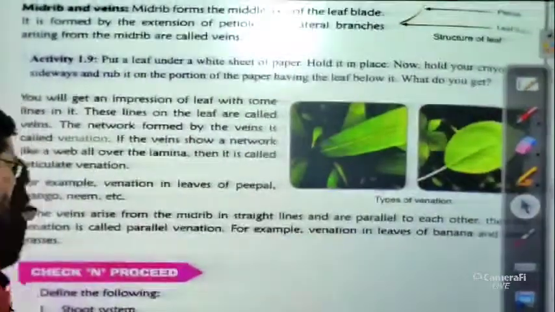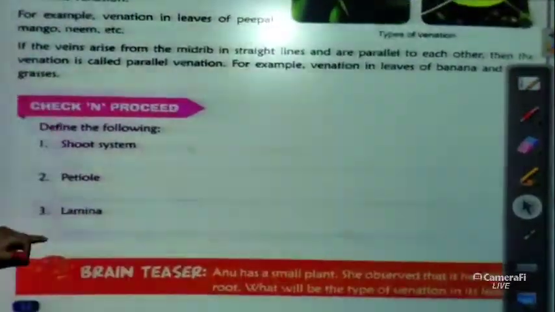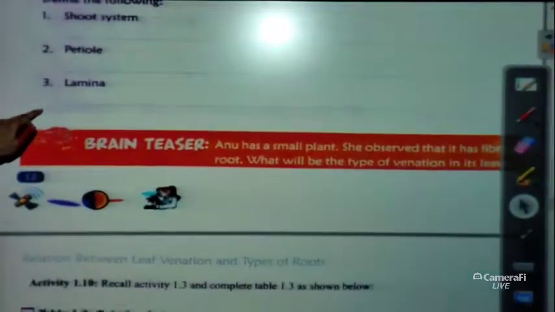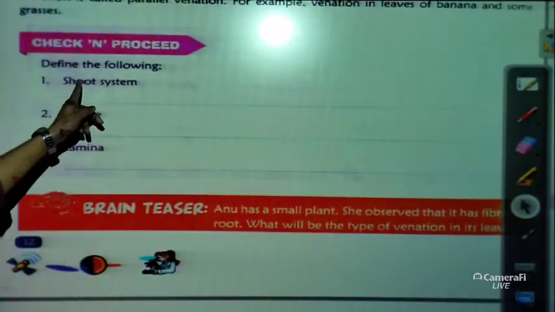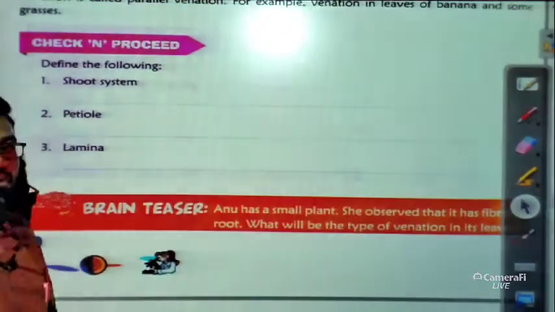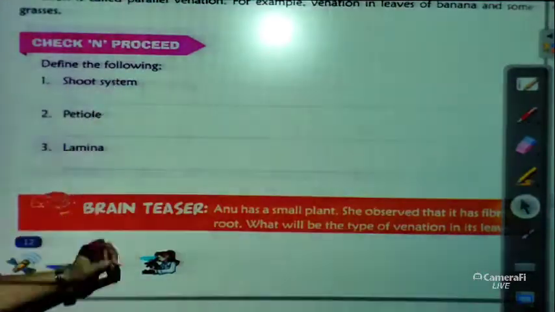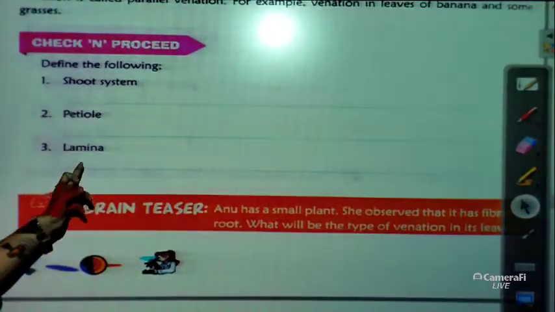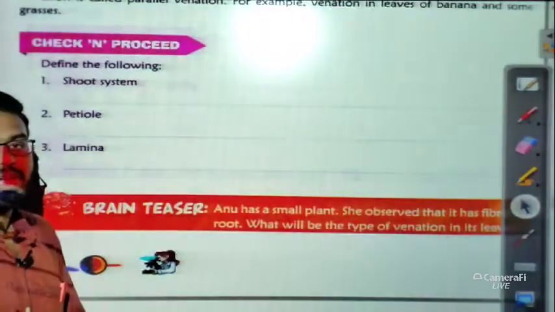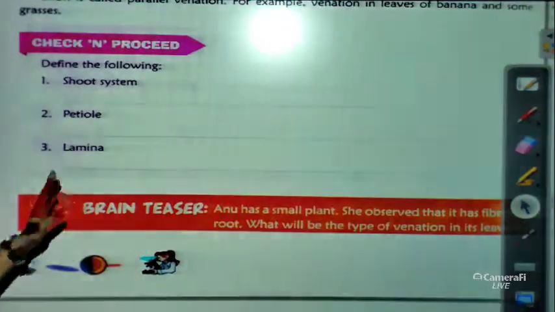Okay, now let us discuss the next part. Before going to discuss the next part, just have a look, a few things are there which you have to do. You have to define the following terms: shoot system, petiole, lamina. All these things we have discussed, so I hope you can solve this very easily.